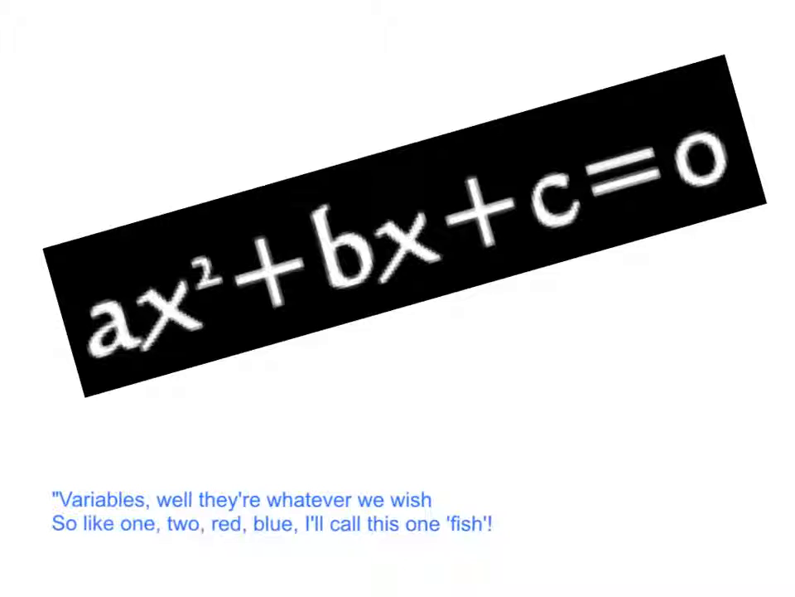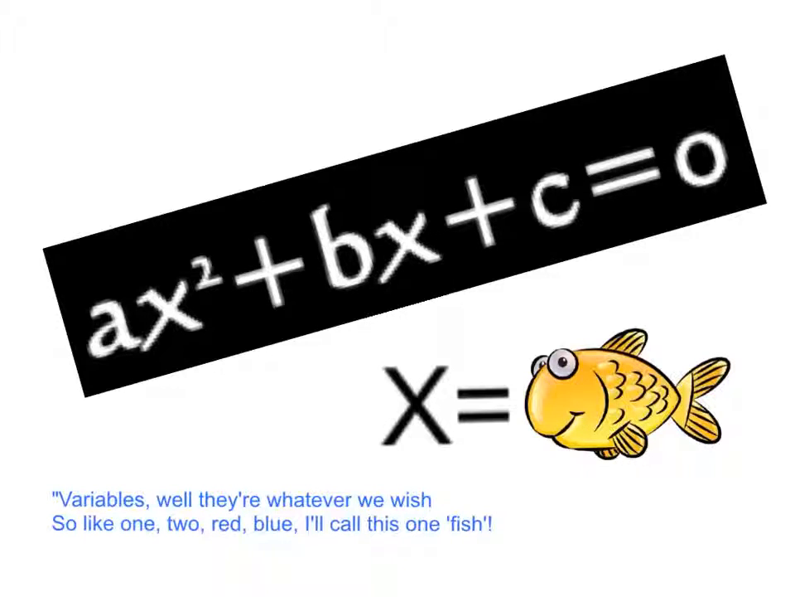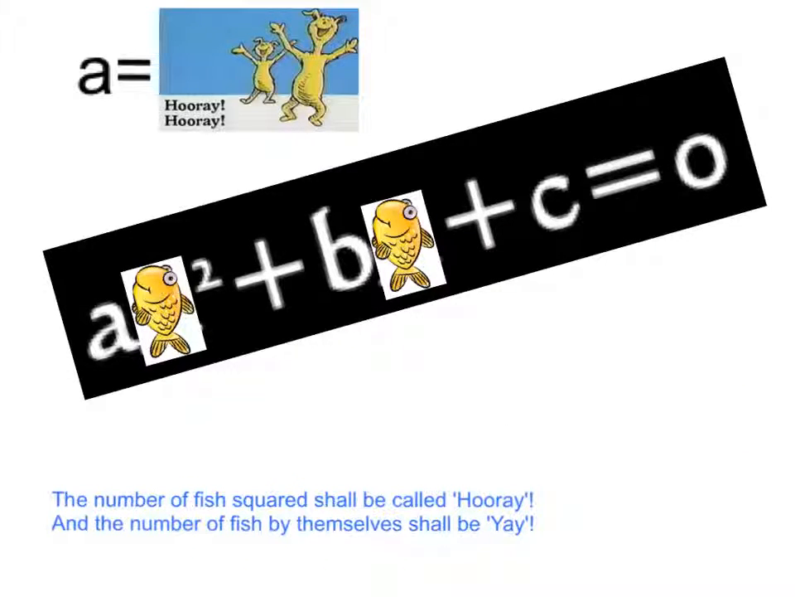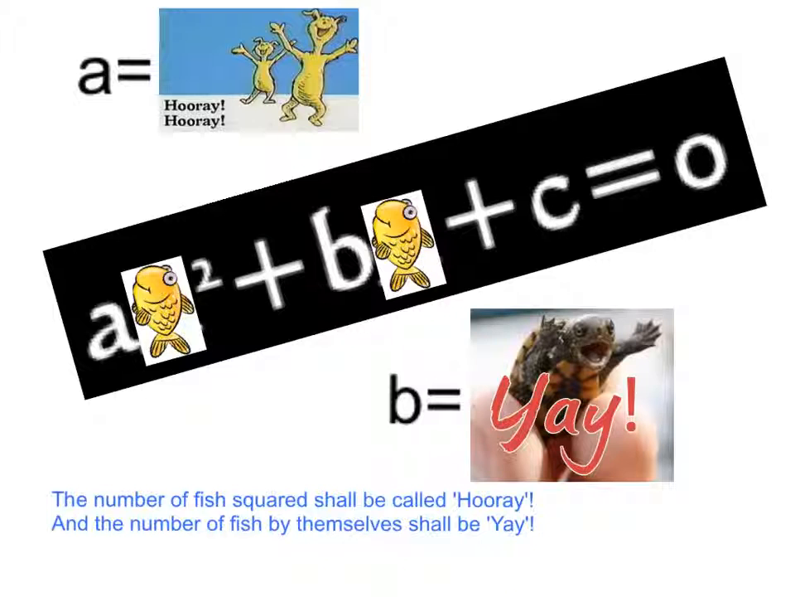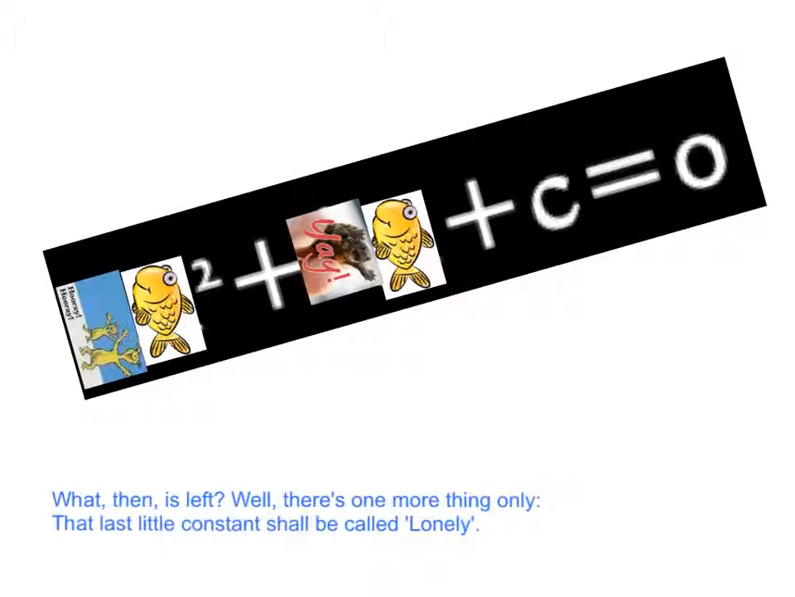Variables, well, they're whatever we wish. So like 1, 2, red, blue, I'll call this one fish. The number of fish squared shall be called hooray, and the number of fish by themselves shall be yay. What then is left? Well, there's one more thing only. That last little constant shall be called lonely.